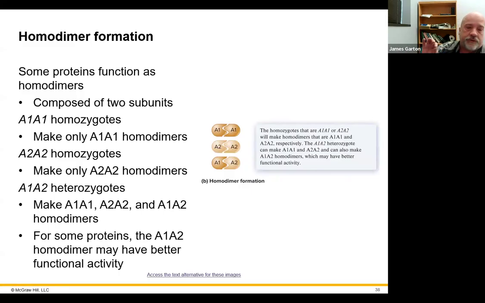Some proteins function as dimers. Two subunits have to bind together to make a functioning protein. And so if you have the genotype A1A1, you make all A1A1 homodimers. If you're homozygous for A2, you make nothing but A2A2 homodimers. If you're heterozygous, you can make A1A1, A2A2, or A1A2. And in some combinations, it's that mix, that A1A2 dimer, that is going to have better activity.